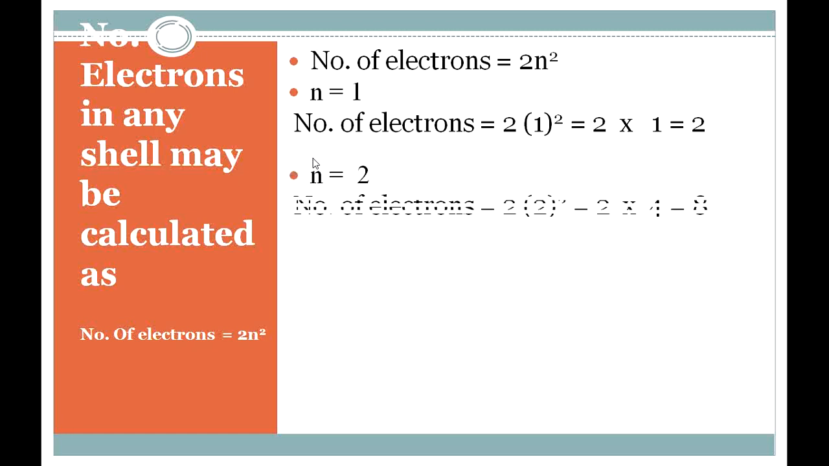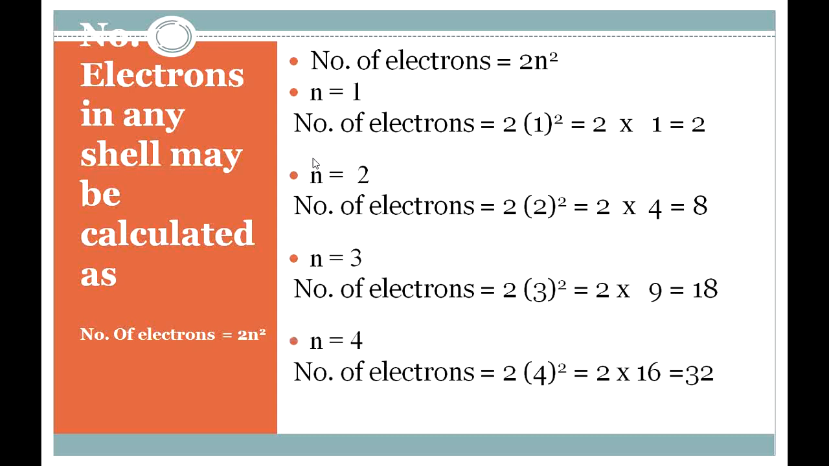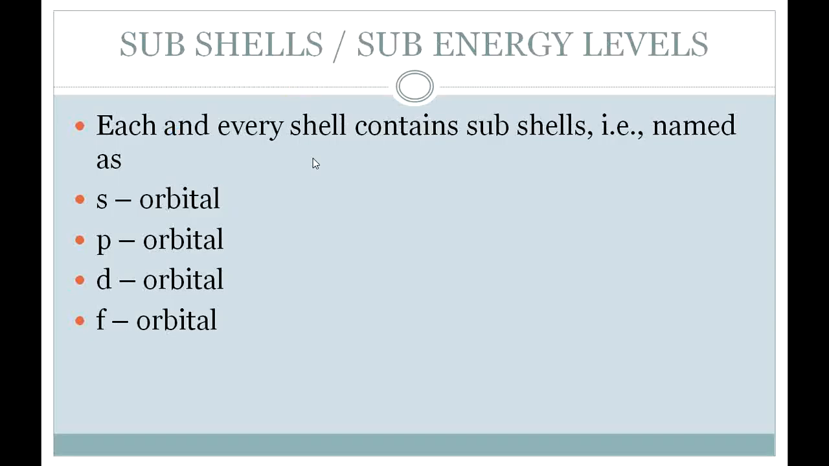In second shell, we can observe that 8 electrons will be present. In third shell, 18 electrons. In fourth shell, 32 electrons. And fifth shell, 50 electrons. You can calculate the number of electrons in any shell.